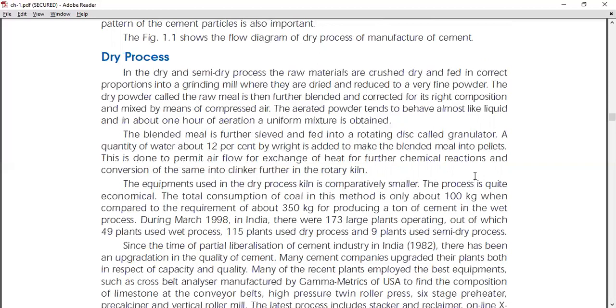The blended meal is further sieved and fed into a rotating disc called a granulator. A quantity of water, about 12% by weight, is added to make the blended meal into pellets or nodules. This is done to permit airflow for exchange of heat for further chemical reaction and conversion of the same into clinker in the rotary kiln.